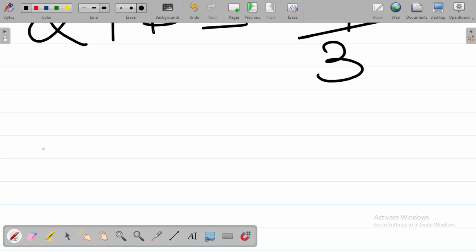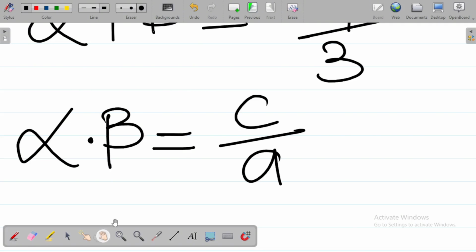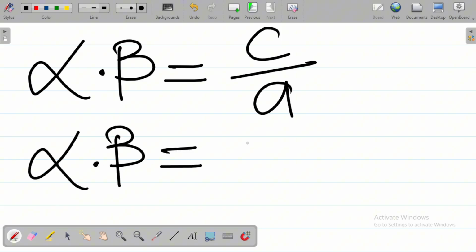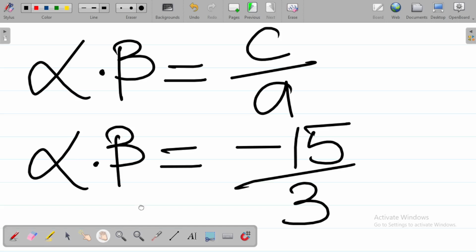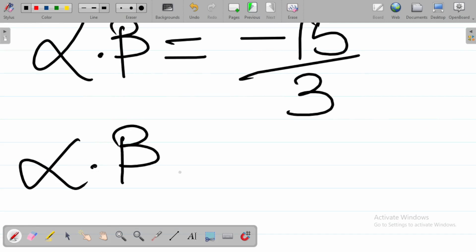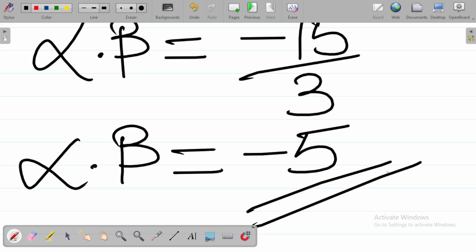Alright, let's find the product of the roots of a quadratic equation. Remember that the product of the roots of a quadratic equation, which is alpha multiplied by beta, is equal to c all over a. So if we substitute into this, we will have alpha multiplied by beta is equal to minus 15 all over 3. So alpha multiplied by beta becomes -5. So this is our answer.